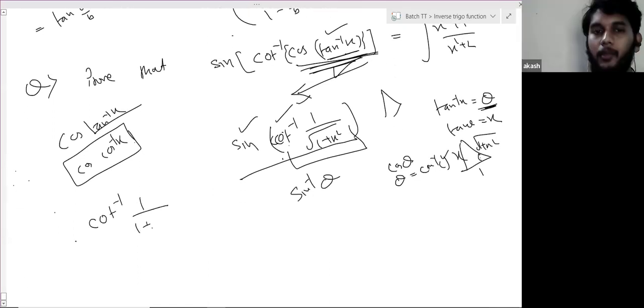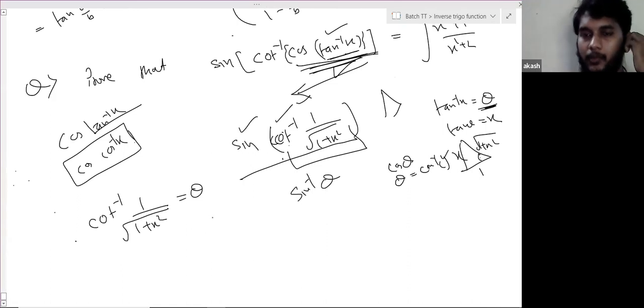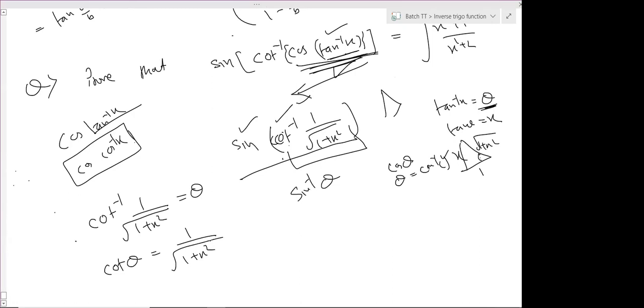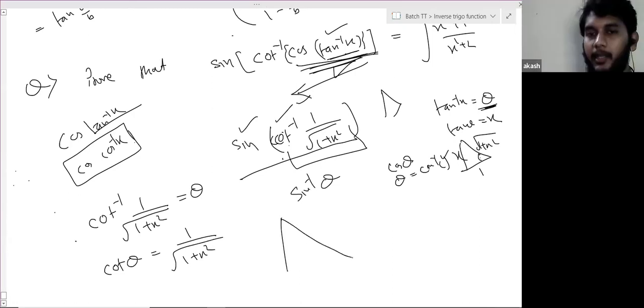Cot inverse 1 upon under root 1 plus x square. Let's assume this is theta, because cot inverse will return an angle. So I can write cot theta is 1 upon root of 1 plus x square. This is clear, Aman? Yes, sir. Now, if I create a right angle triangle and I say this is theta, then cot theta is what?